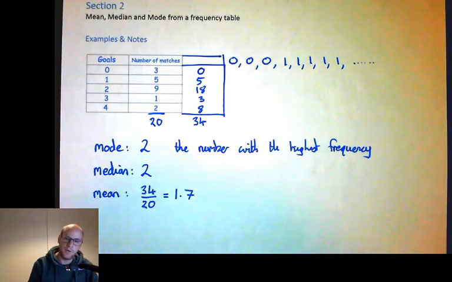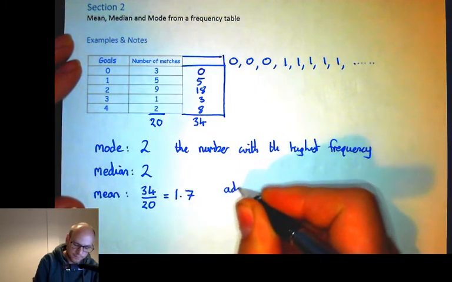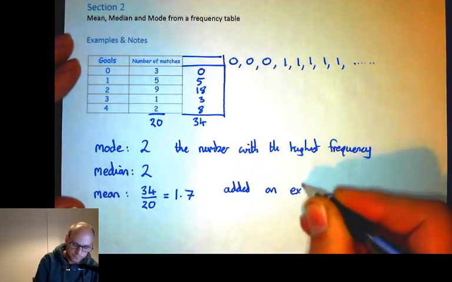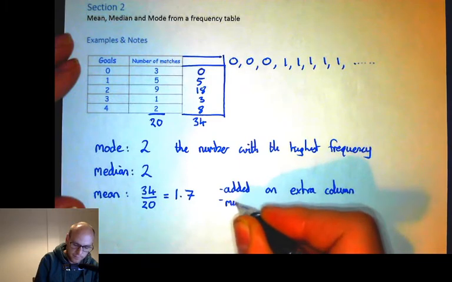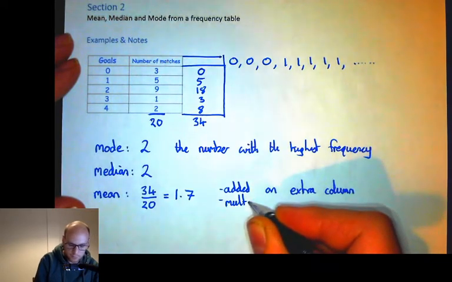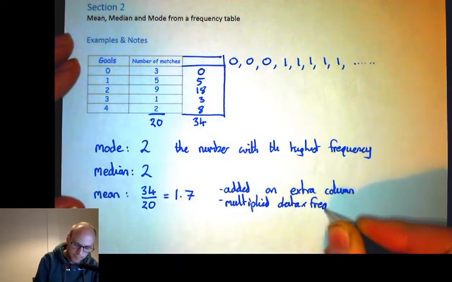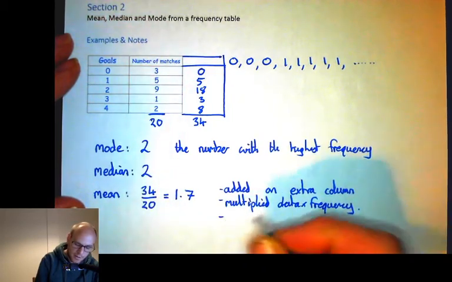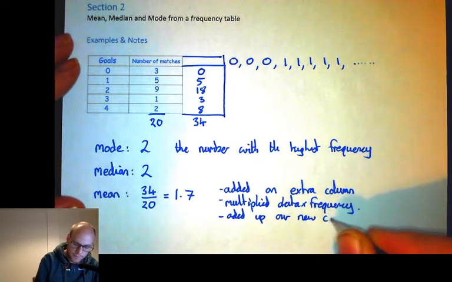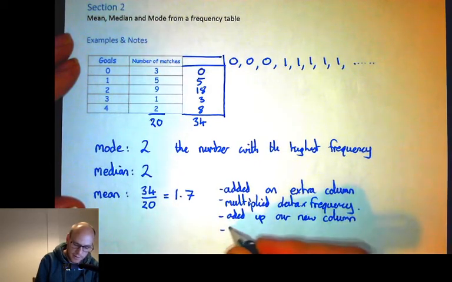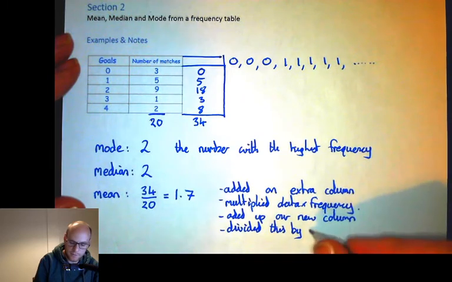So you might want to write some notes about what I did to calculate the mean there. So we added an extra column. We multiplied the data by the frequency, and we added up a new column, and we divided this by a number of bits of data.